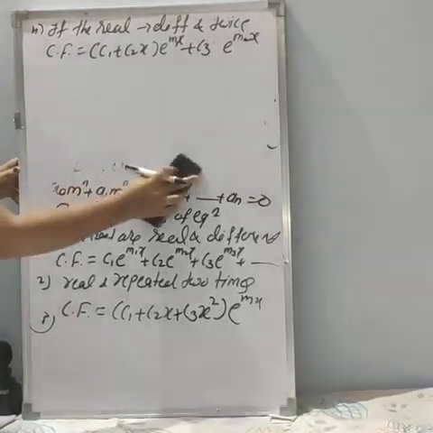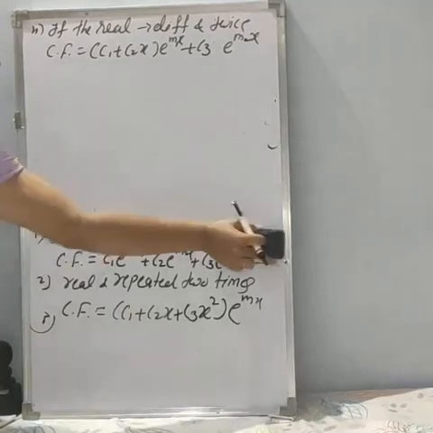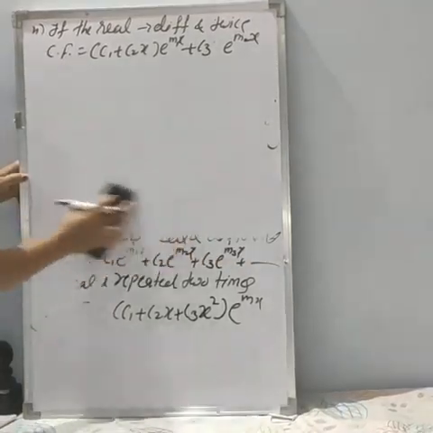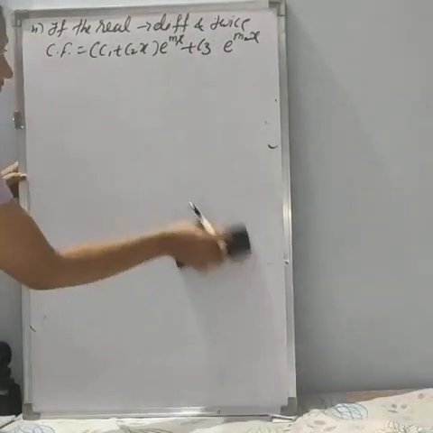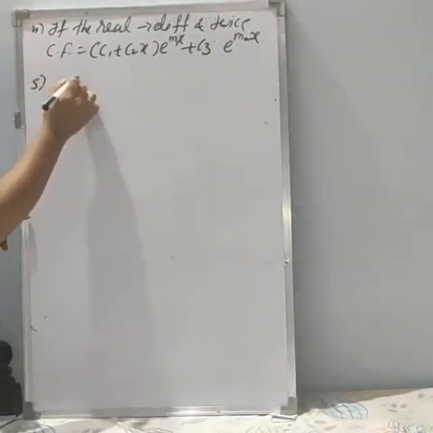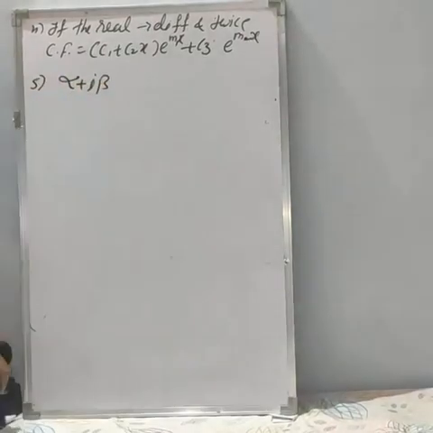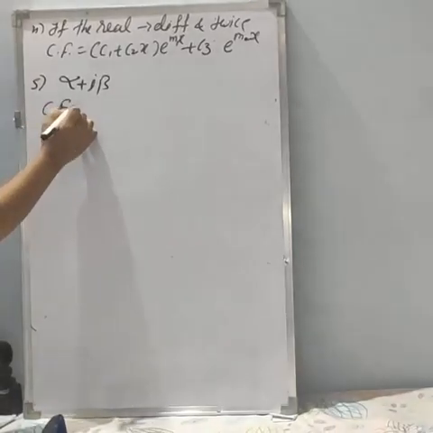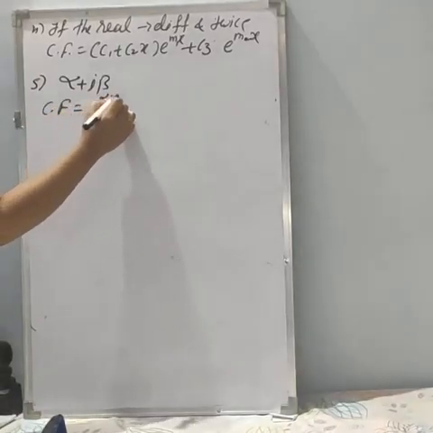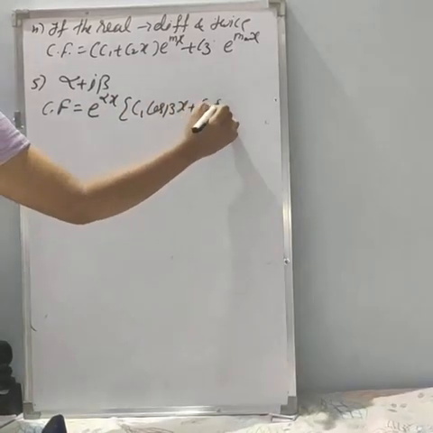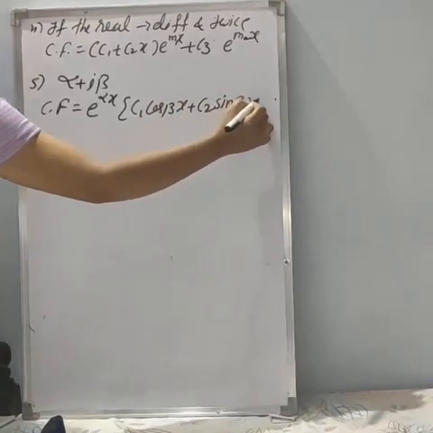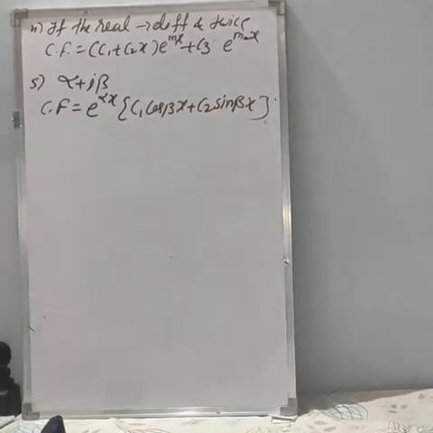Next, the fourth one is, if your root is imaginary. You know, imaginary means it is in the form of a complex number, that is alpha plus i beta. Suppose your roots are imaginary, in the form of alpha plus i beta, then the complementary function is given by e to the power of alpha x, c1 cos beta x plus c2 sin beta x.